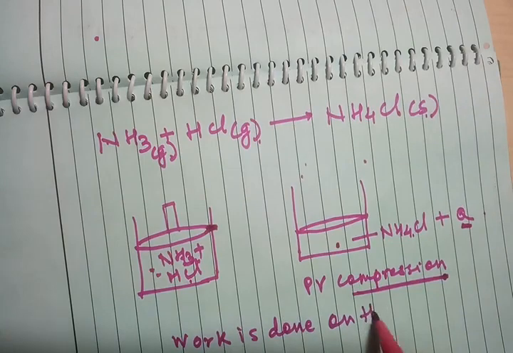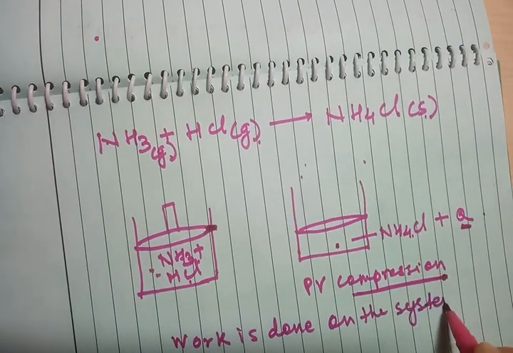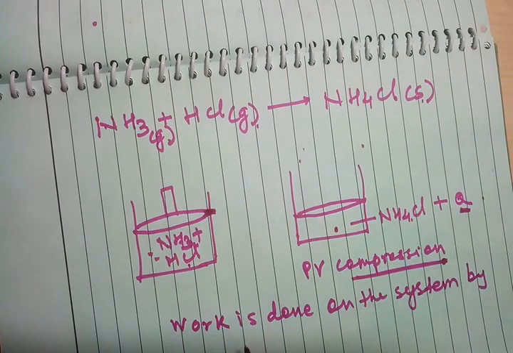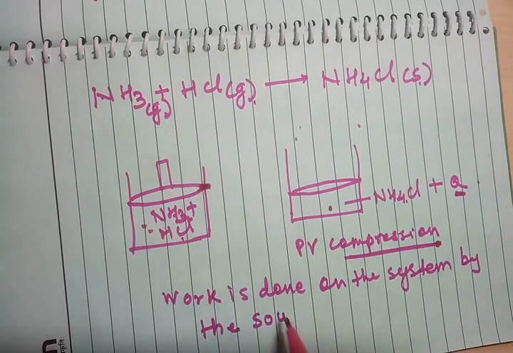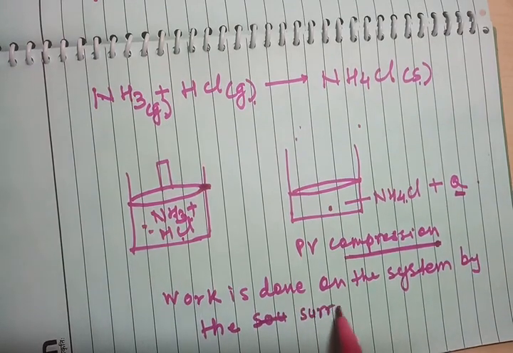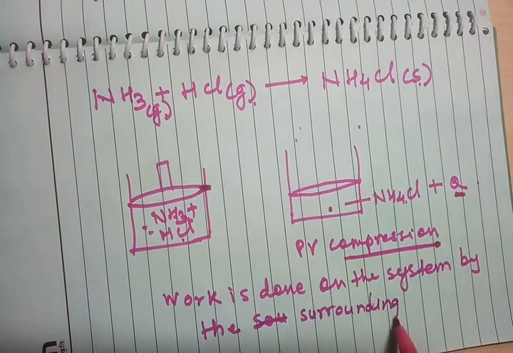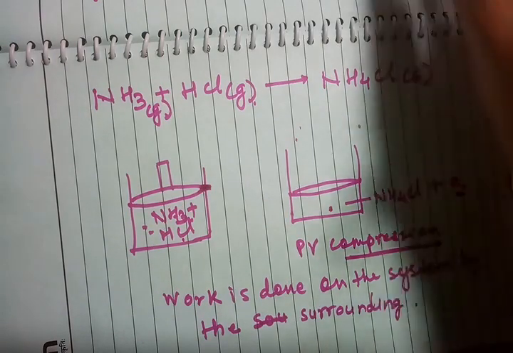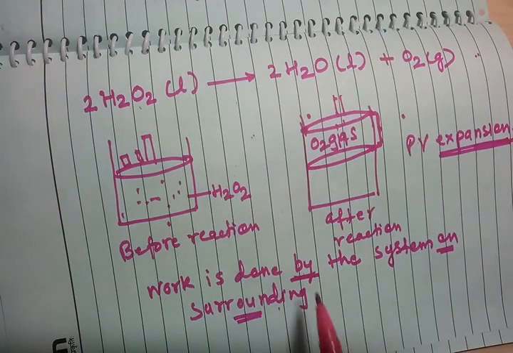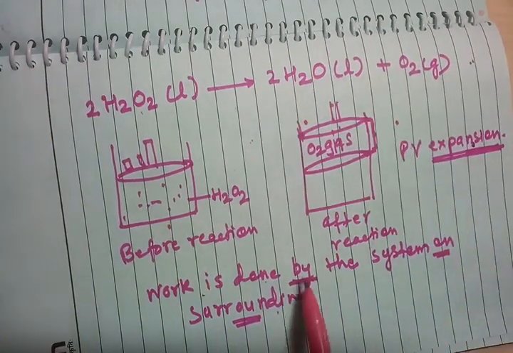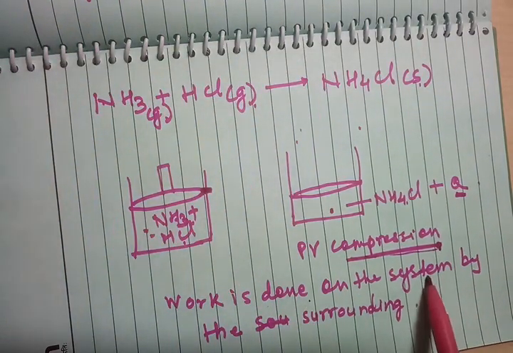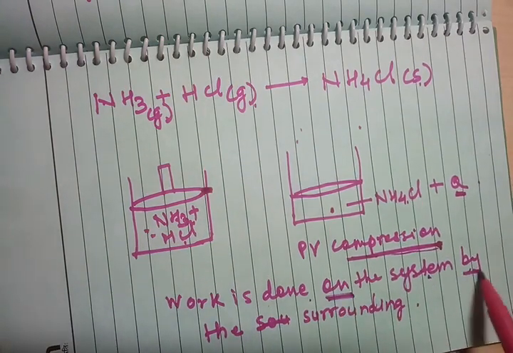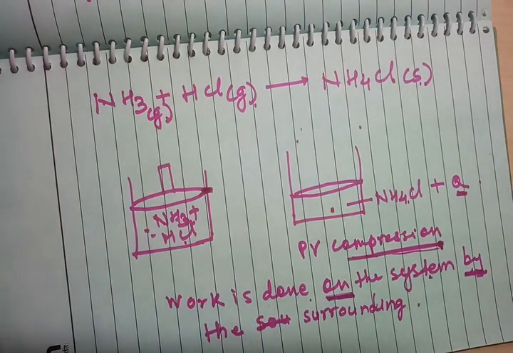on the system by the surrounding. So always remember, whenever there is work of expansion, work is done by the system on the surrounding. Whenever it is work of compression, work is done on the system by the surrounding. So these words, on and by, are very, very important.